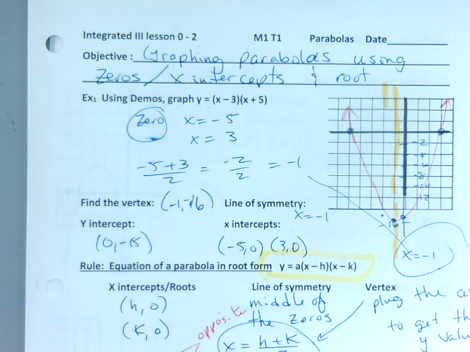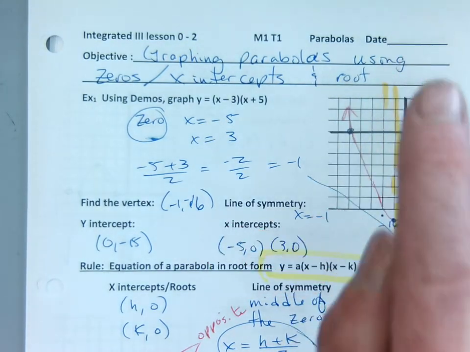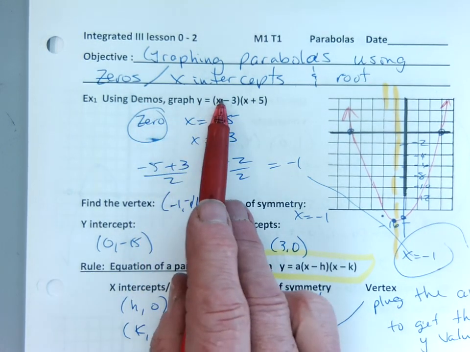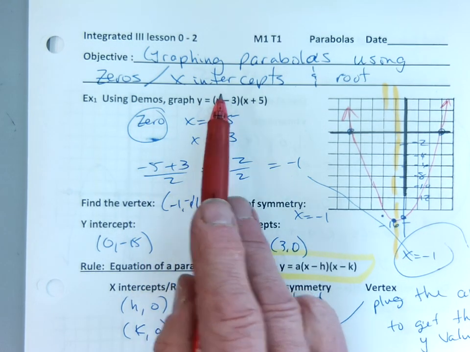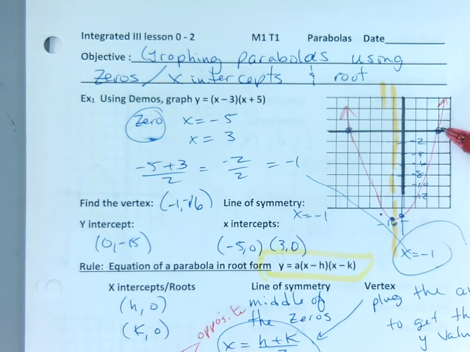All right, everybody, let's recap the lesson. Today we're talking about how to graph parabolas, those smiley faces or frowny faces, using the zeros. Zeros and x-intercepts are the same thing. I've already graphed it, so I've got a 0 here and a 0 here, which are also x-intercepts.